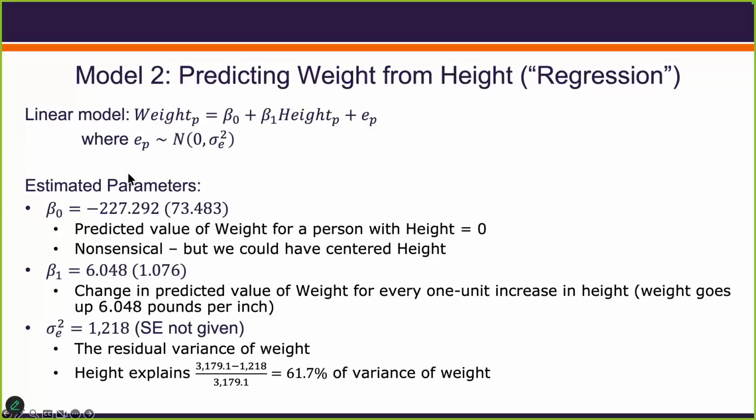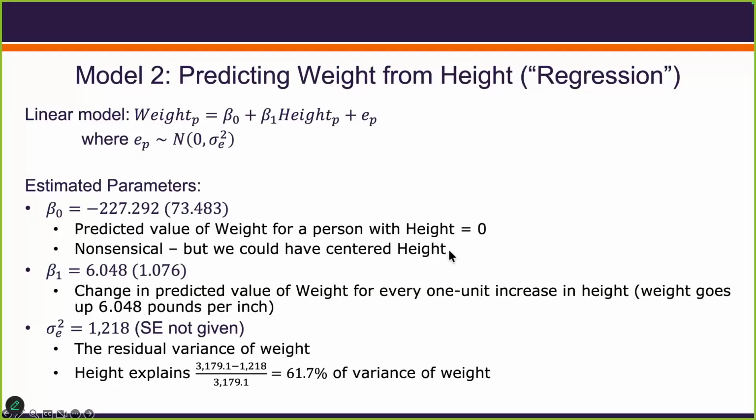All right, so now let's plug in height and predict weight from height. We'll just interpret the parameters. Beta 1 is the slope for height. Beta 0 is still the intercept, and we still have a residual variance, that's just sigma squared error, so there are 3 parameters. The intercept is now the predicted value of weight for a person with height equals 0.